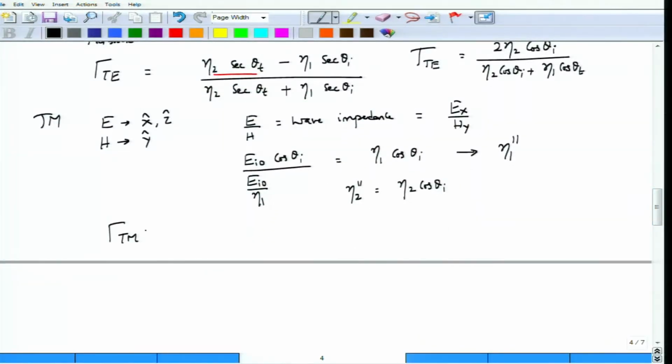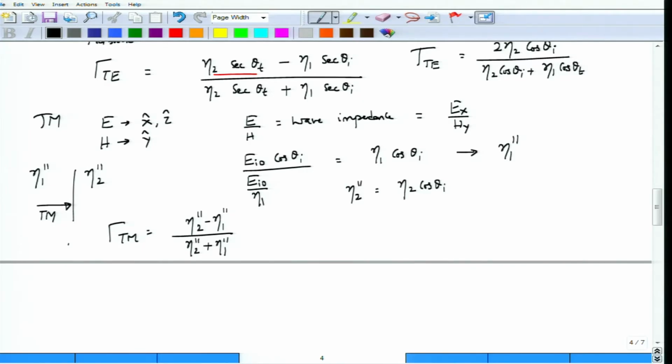Gamma Tm will be equal to eta 2 parallel minus eta 1 parallel divided by eta 2 parallel plus eta 1 parallel. So, this is equivalent of having an effective wave impedance of eta 1 parallel, an effective wave impedance of eta 2 parallel, and having your wave incident normally.